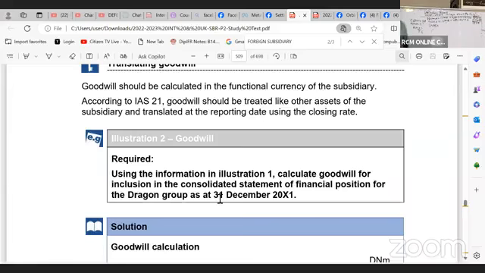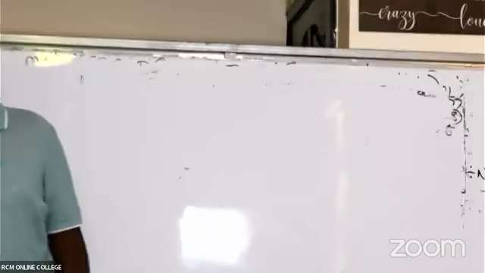Goodwill. When the subsidiary is acquired, how much will the goodwill be? How much goodwill are we talking about? Remember how we normally calculate goodwill. It's very easy.